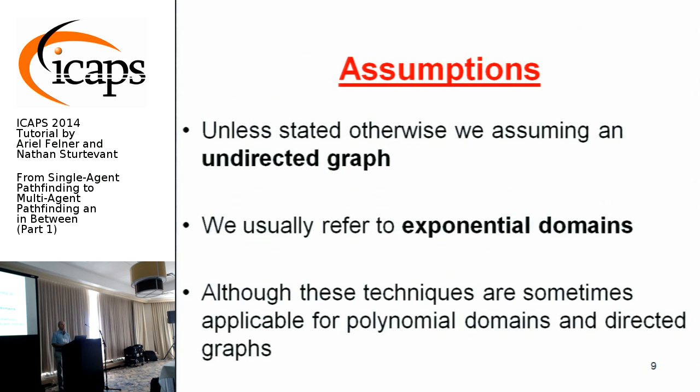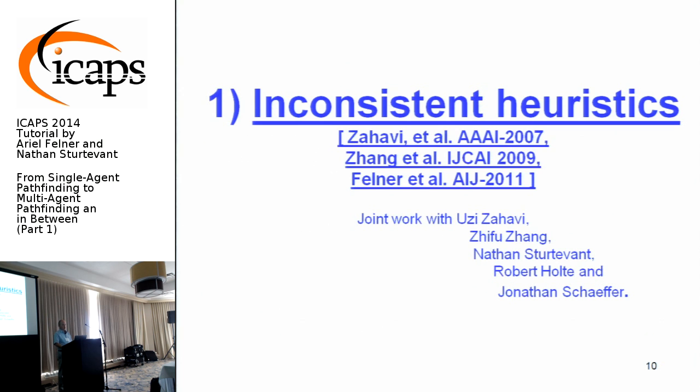Assumptions, okay? Unless otherwise stated, we are assuming an undirected graph. Some of our techniques apply also to directed graphs with some modifications. Some may not, but we are assuming today an undirected graph. And also, usually I assume that the domain is exponential, at least in my part of the talk. We will also refer to polynomial domains.